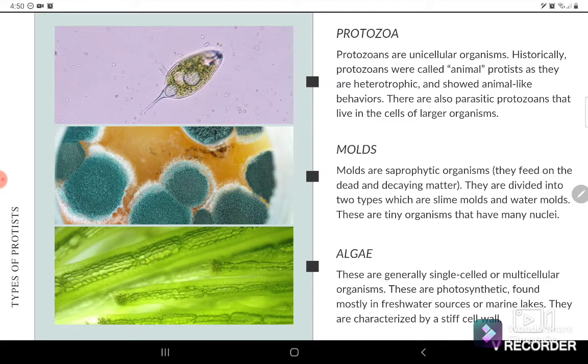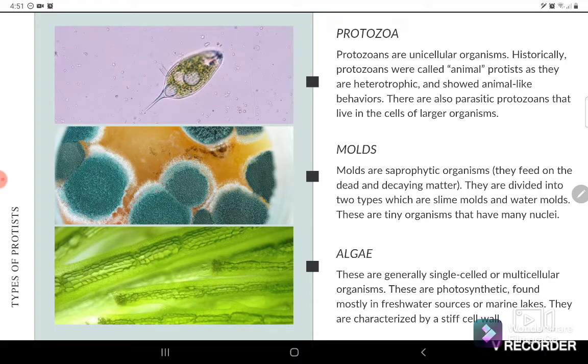And then lastly we have algae. Now, these are generally single-celled or multicellular organisms. These are photosynthetic, found mostly in freshwater sources or marine lakes. They are characterized by a stiff cell wall. So algae can be single-celled, like for example, the blue-green algae, if you are familiar with that. Also the brown algae, they are single-celled organisms, and there are also multicellular organisms.